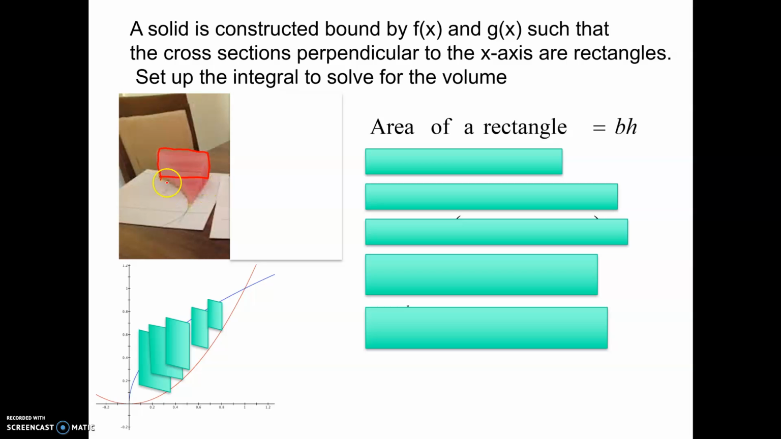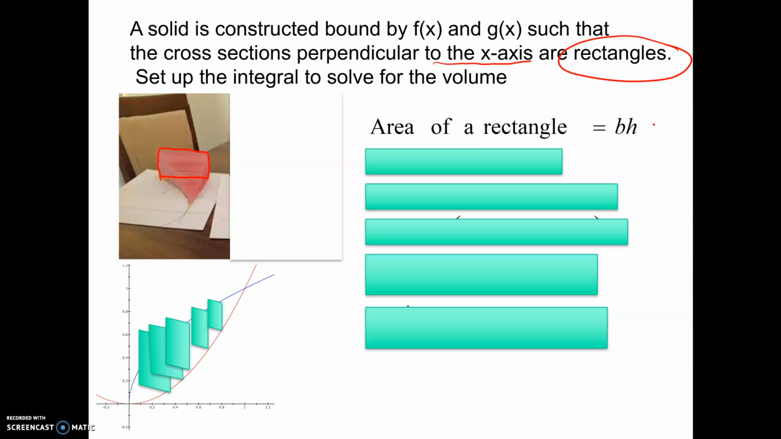One of the sides of the rectangle is perpendicular to the x-axis right here. So one side is defined by the distance between this curve and what I'm assuming here is the x-axis. All right, so my cross sections are perpendicular to the x-axis, which means that everything needs to be with respect to x in the rectangles. So you always want to write the formula for the known shape's area.